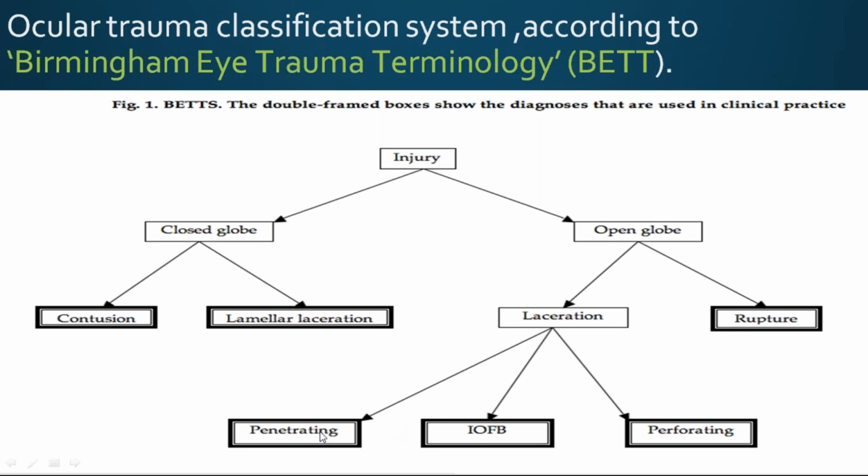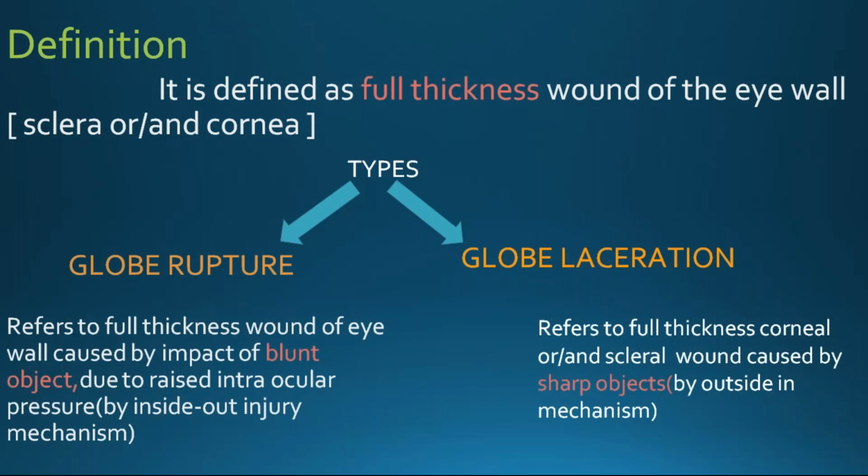And laceration is again divided into penetrating, perforating, and intraocular foreign bodies. This is the BET classification, Birmingham Eye Trauma Terminology. An open globe injury is defined as a full thickness wound of the eye wall through the sclera and cornea, divided into globe rupture and globe laceration.